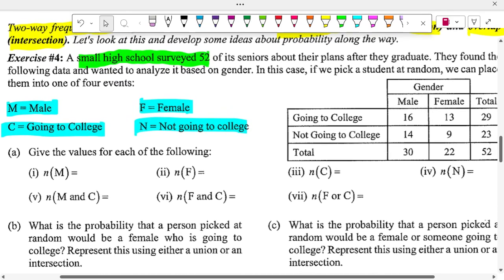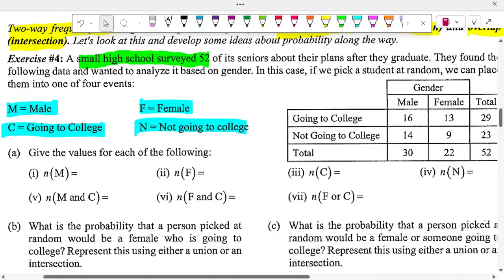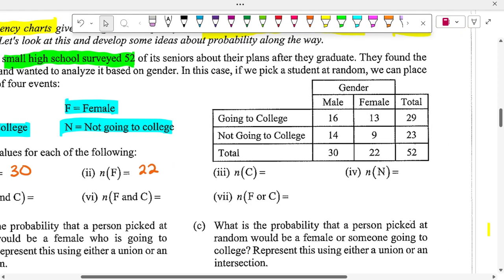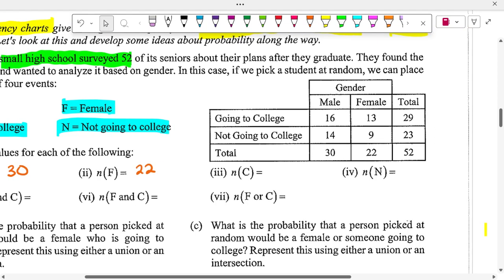So the first couple of ones, we're just finding the number that fits into certain events. What's the number of seniors that will be male? 30. You just look at the total of the male column. How many female? 22. How many are going to college? 29. We want the total number of people that are going to college. How many are not going to college?